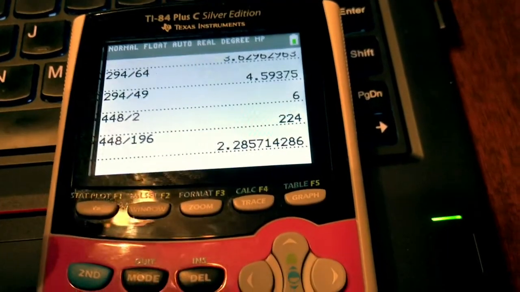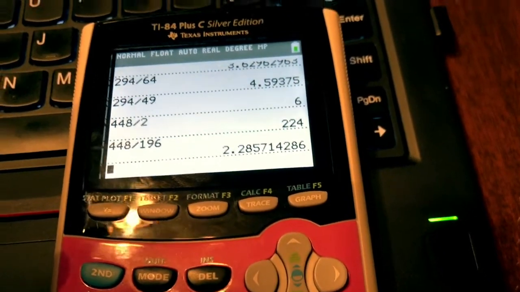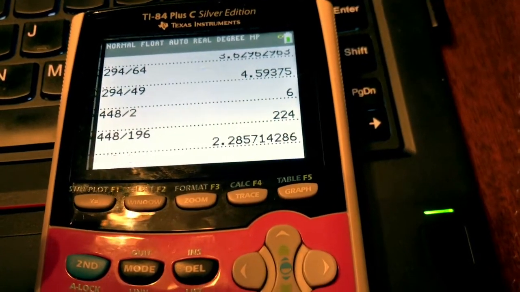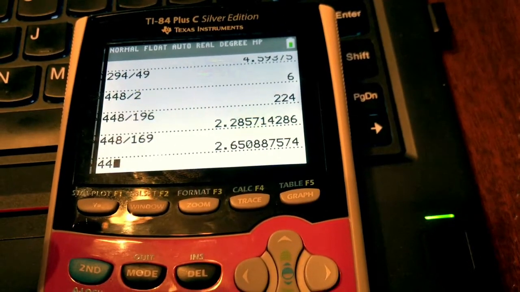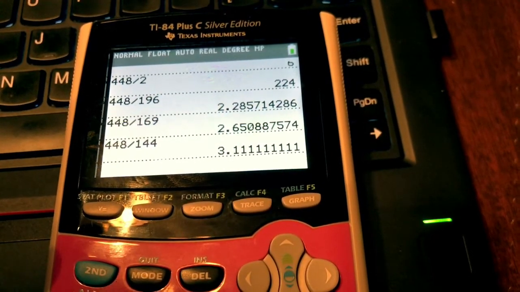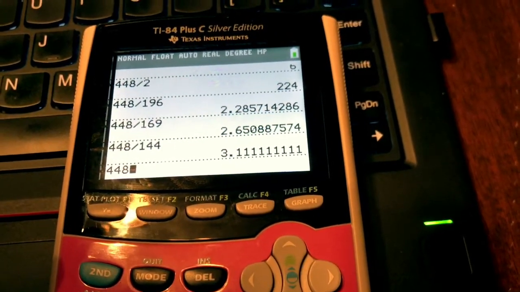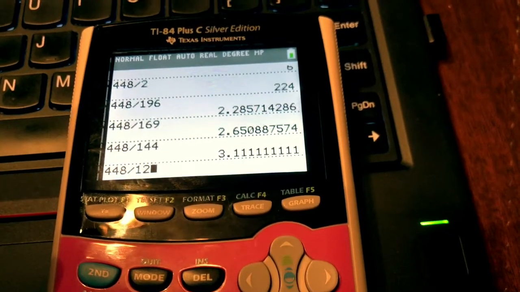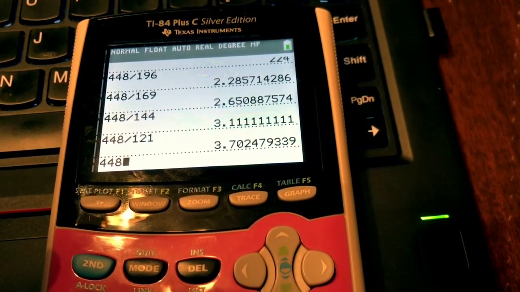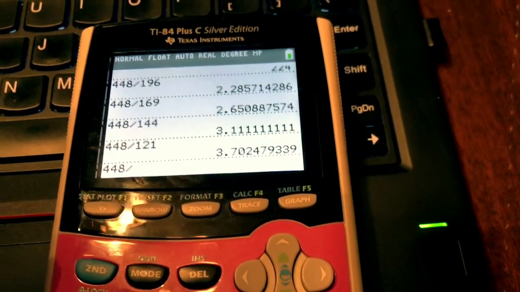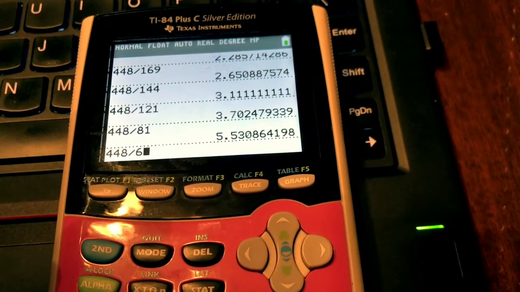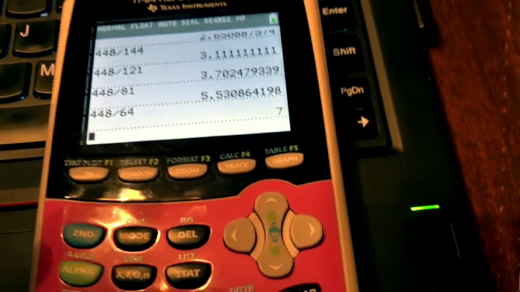Didn't work out. 448 divided by 169, that's 13 squared, didn't work out. 448 divided by 144, not quite. 448 divided by 11 squared, or 121. Not gonna divide by 100, we can tell that right away. Try to divide by 81, divide by 64, and that one worked.